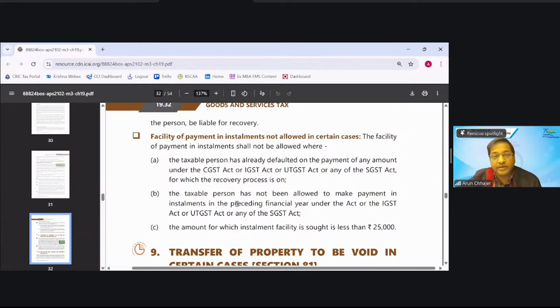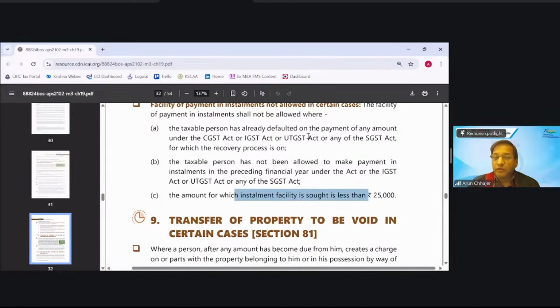Facility of the payment in installment is not allowed if the person has already defaulted on payment of any amount under GST for which the recovery process is on, or if the taxable person has not been allowed to make the payment in installment in the preceding financial year, or the amount for which installment facility is sought is less than 25,000. तो अगर 25,000 से कम है तो उसके लिए इंस्टॉलमेंट नहीं दिया जाएगा. कौन कौन सी 3 सिचुएशन है? अगर उसने already default किया है, या उसे permitted नहीं हुआ last financial year में, या अमाउंट 25,000 से कम है.